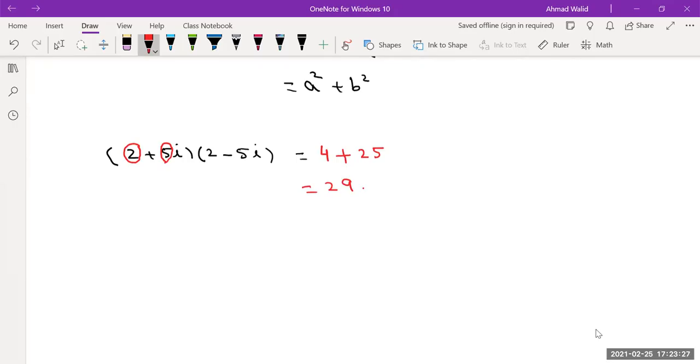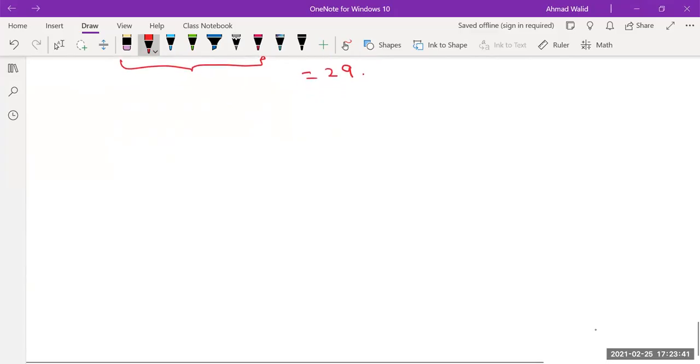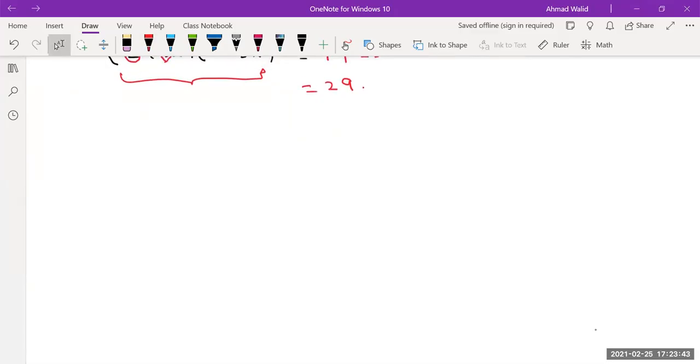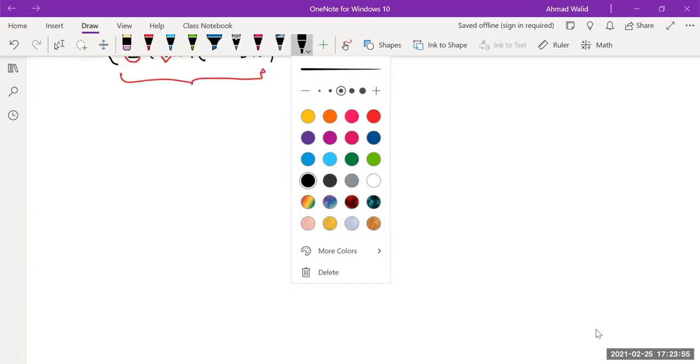Correct? We call these two parentheses the conjugates. This was all about multiplying complex numbers. Now, let's start dividing complex numbers. How can we divide complex numbers?